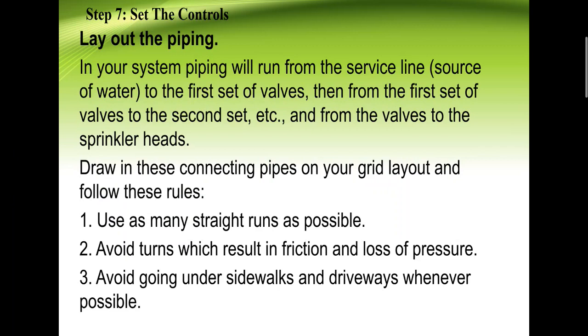In step 7, set the controls. Layout of the piping. In your system, piping will run from the service line source of water to the first set of valves, then from the first set of valves to the second set, and from the valves to the sprinkler heads.